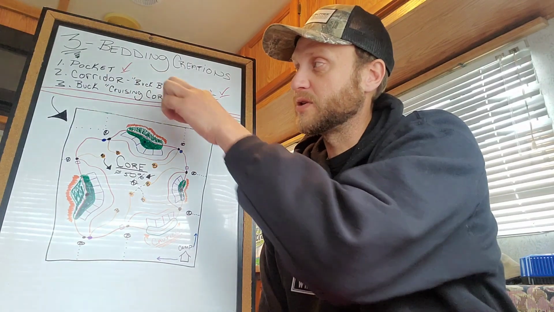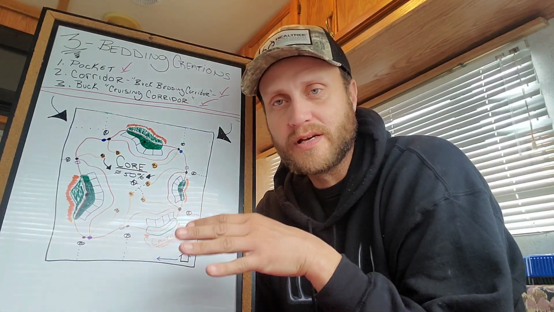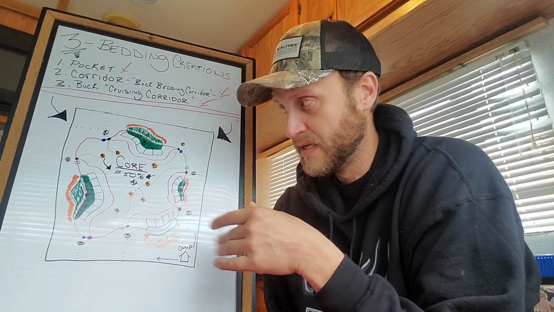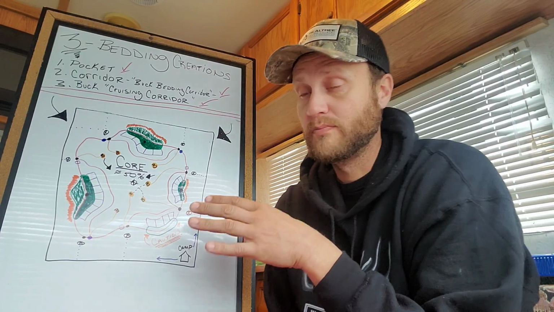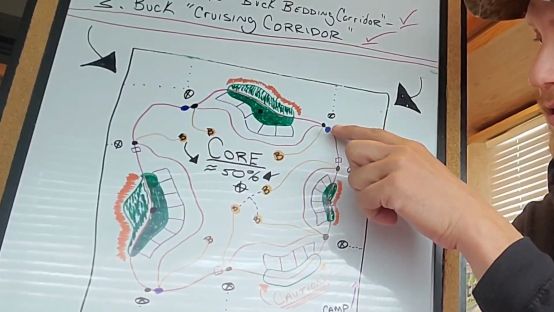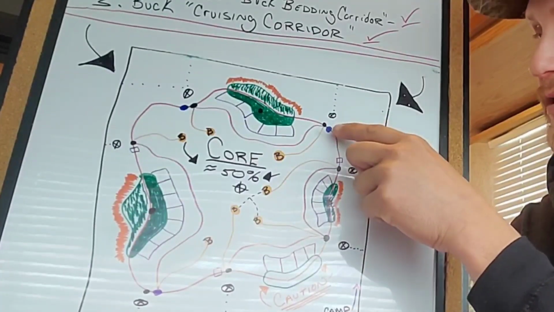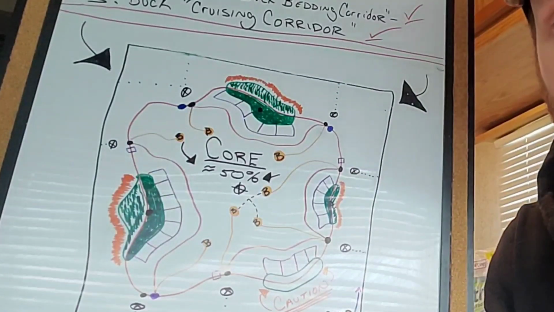The corridor that we're speaking of is anything that leads to bedding. A corridor relates to bedding. So when I speak of a corridor, we're going to do the first one, the buck bedding corridor. The buck bedding corridor leaves your transition at your point of impact off your licking branch, and that's what connects the first thing we talked about, the bedding pockets.